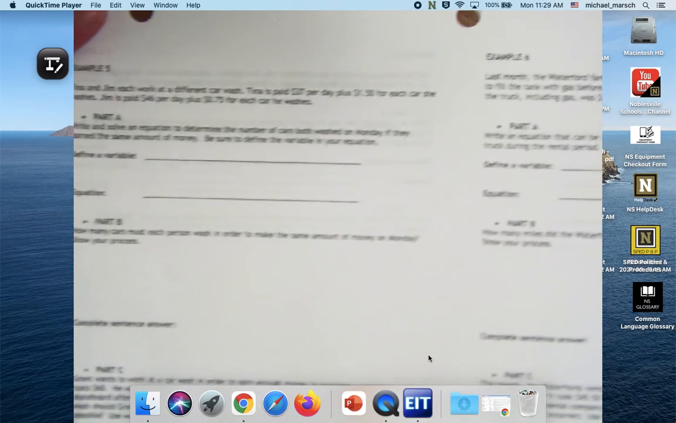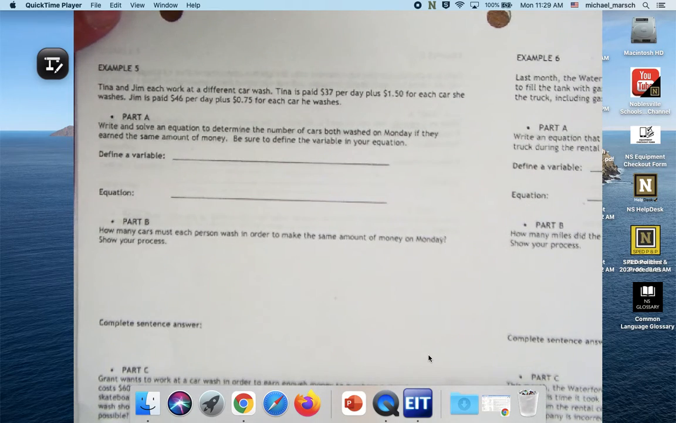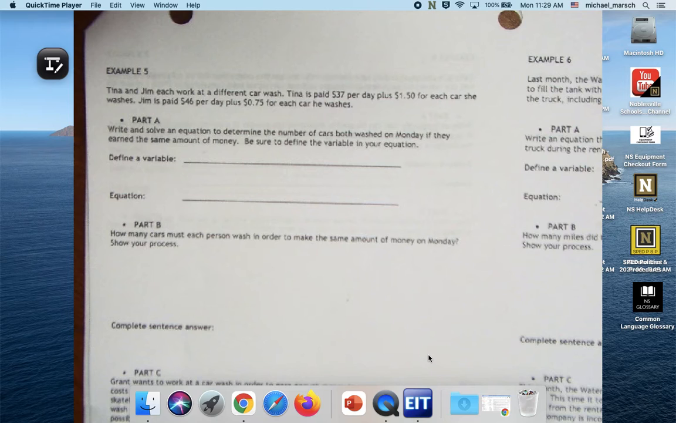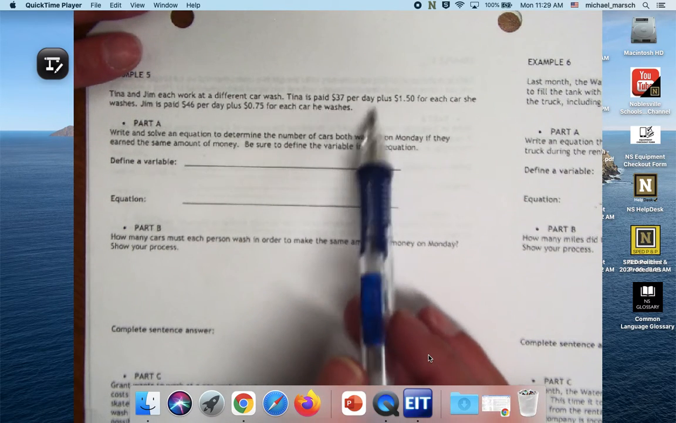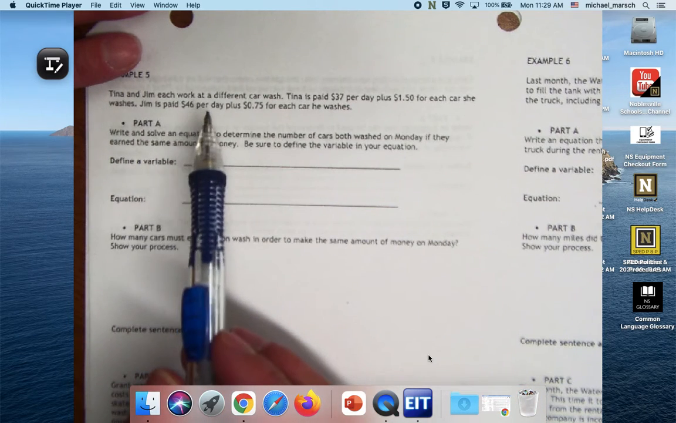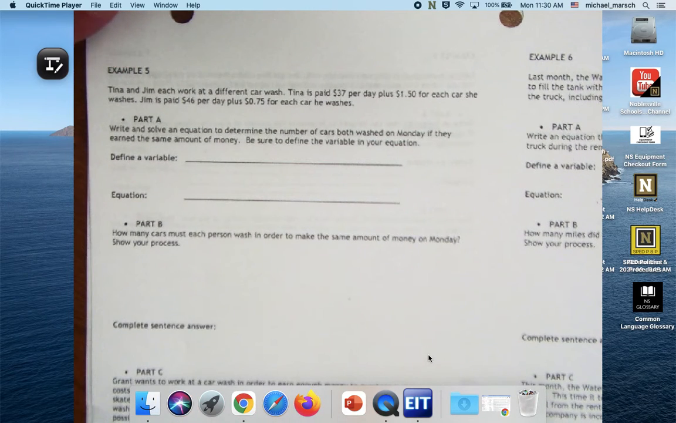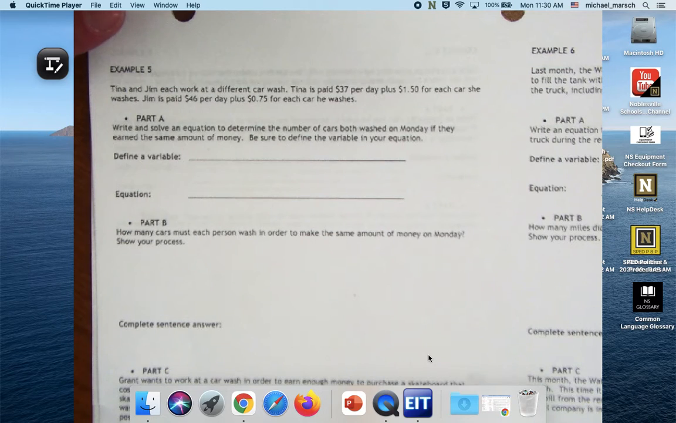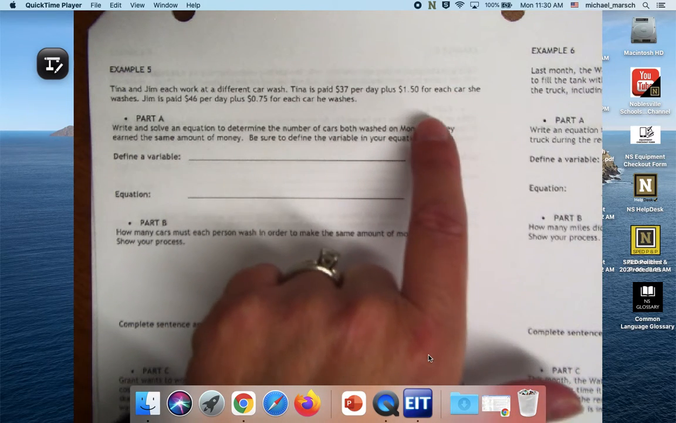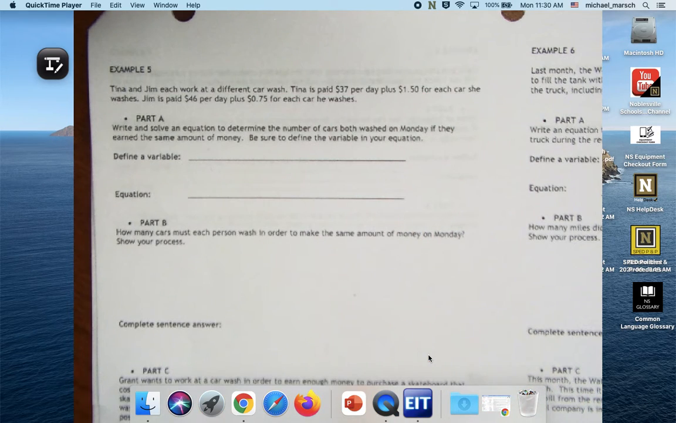Let's talk about Tina and Jim at the car wash. So they both work at different car washes and they get paid differently, right? Tina gets $37 for showing up and then $1.50 for each car she actually washes. Jim gets paid $46 for showing up and then only 75 cents for each car he washes. So they make a different amount per car, but they also get paid differently just for showing up for the day, right? So depending on how many people go to that car wash is going to have advantages or disadvantages.